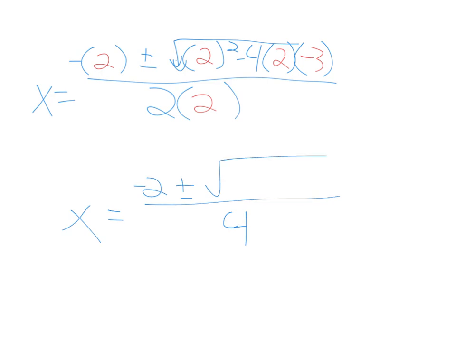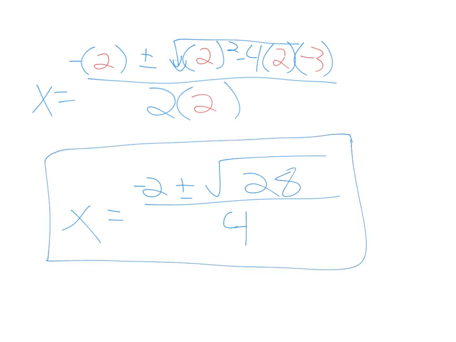Underneath the radical, I've got 4 minus, 4 times 2 is 8. 8 times negative 3 is negative 24. 4 minus negative 24. 4 plus 24, 28. Well, 28 is not a clean square root, so it's not a perfect square. So we're just going to leave it as is. And that's our final answer.